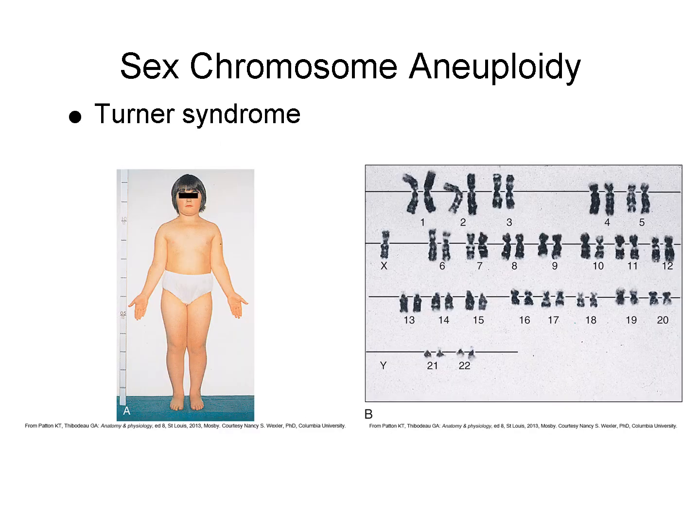This slide shows two important aspects of Turner syndrome. On the left, we see a clinical image of a young girl with typical features of the condition, including short stature, broad chest, and swelling of the hands and feet. On the right, a karyotype confirms the diagnosis, showing the presence of only one X chromosome and the absence of a second sex chromosome.